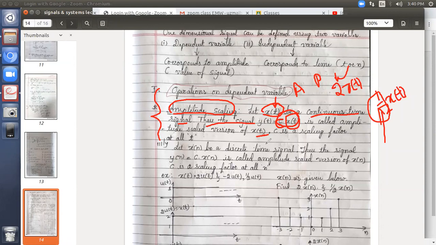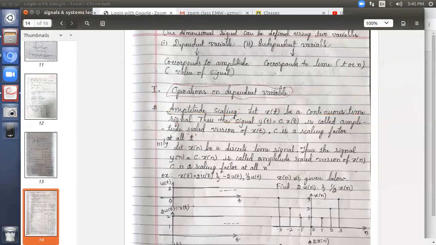So this C is important. It's a scaling factor for all time. Whatever may be the signal range, for that complete signal range, you have to do this. C multiplied with x of t, then you will get the amplitude scaled version. This is regarding the continuous time.